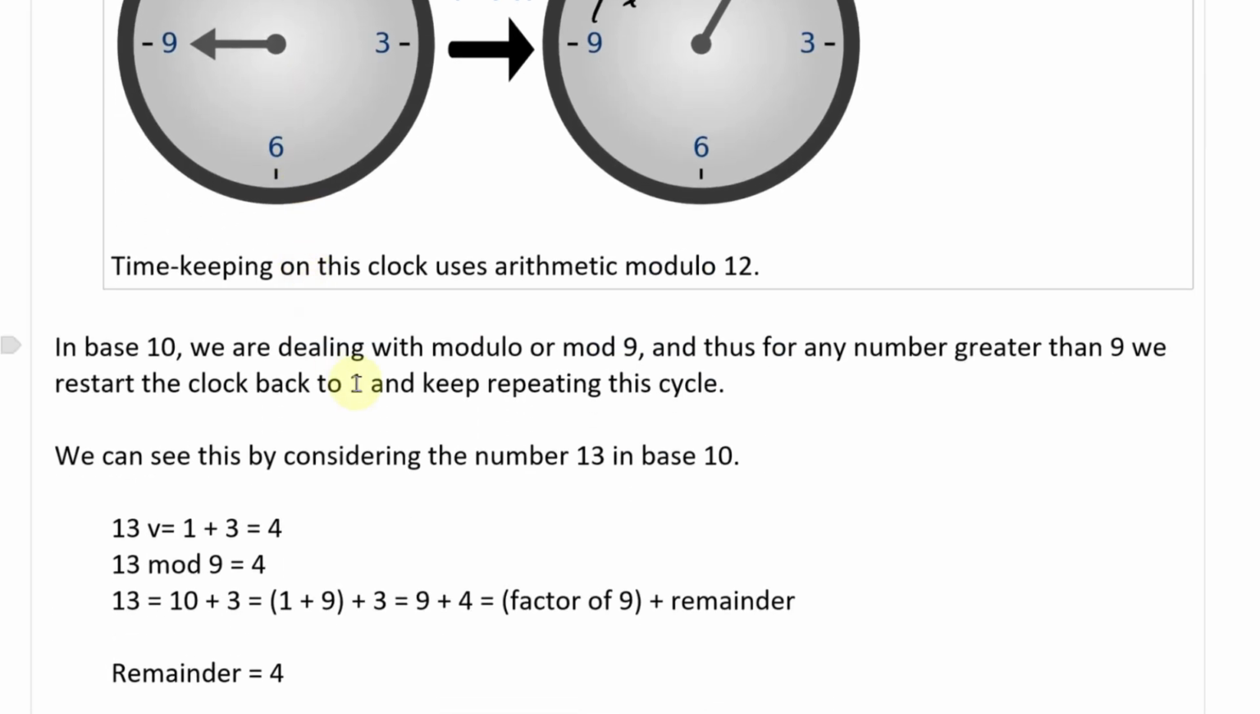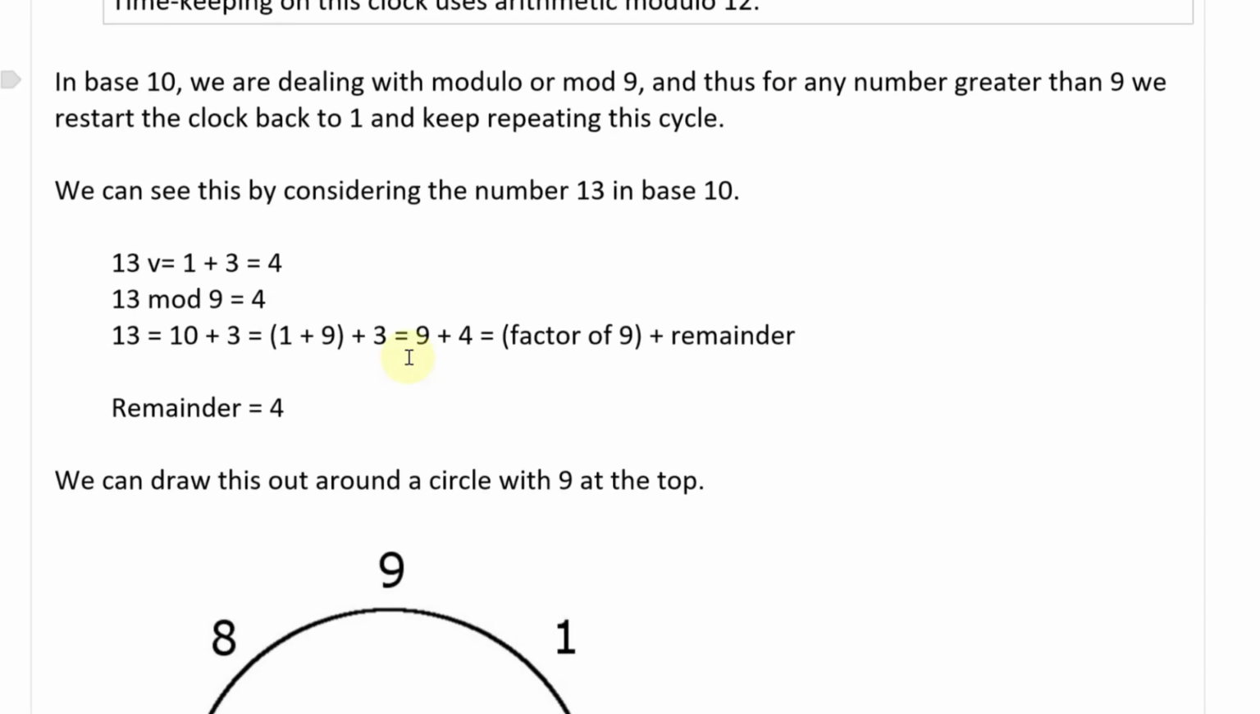So in base 10, we are dealing with modulo 9, and thus for any number greater than 9, we restart the clock back to 1 and keep repeating this cycle. We can see this by considering the number 13 in base 10. The vortex sum is 1 plus 3 equals 4. Or you could write this as 13 mod 9 equals 4. In our usual notation, 13 equals 10 plus 3, which equals 1 plus 9 plus 3.